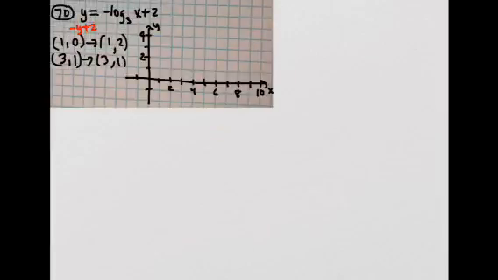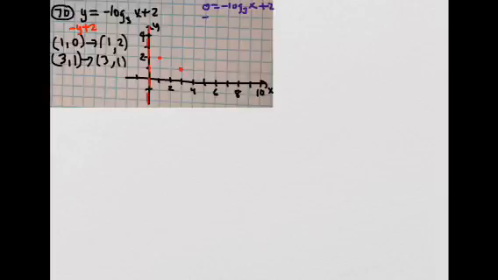Alright, so I extended the x-axis a little bit just to show you that the x-axis is not an asymptote. The graph will cross the x-axis at some point. So 1, 2 is here, and 3, 1 is here. Okay? I'm going to calculate where it's going to cross the x-axis by making the y 0, and then solving for x. That's how you find the x-intercept.